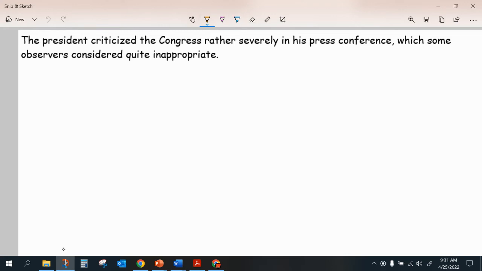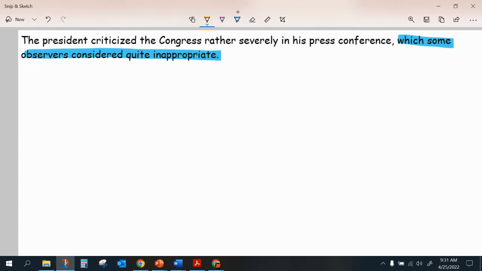Well, I'll use my highlighter here. This whole thing of which some observers considered quite inappropriate, it's hard to tell what it's referring to. I don't think it's the press conference which the observers considered inappropriate, but the idea that he criticized Congress rather severely in this press conference. That whole thing seems to be rather inappropriate, and that's the broad use of the word which. So let's diagram it like we normally would with an adjective clause.